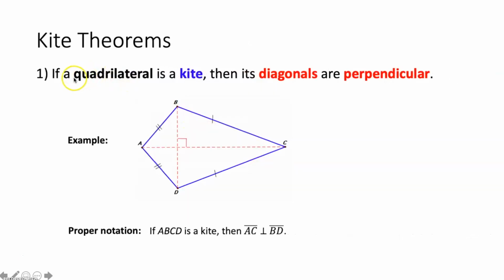Now let's talk about some kite theorems. The first one says if a quadrilateral is a kite, then its diagonals are perpendicular. So we have two diagonals in our kite here, segment AC or CA and segment BD or DB. And you can see, because it's a kite, the diagonals are going to be perpendicular. They're going to intersect at a 90-degree angle. So segment AC is going to be perpendicular to segment BD.